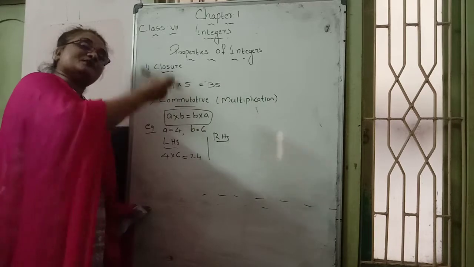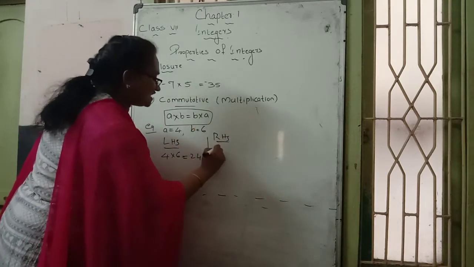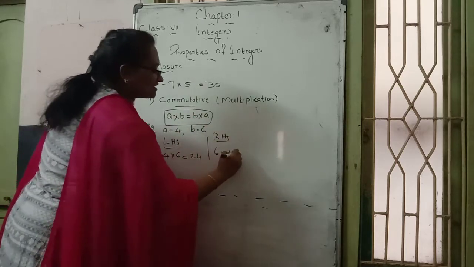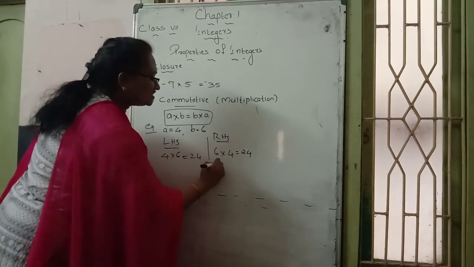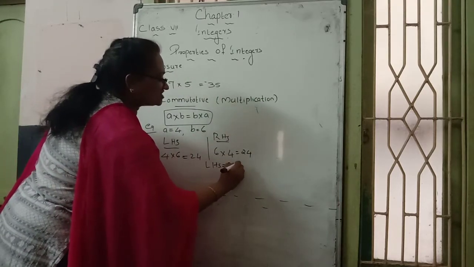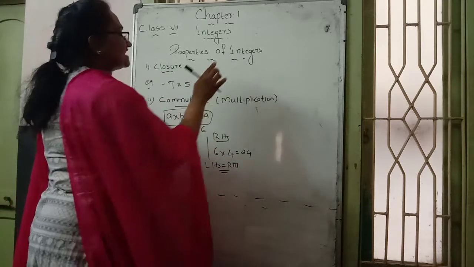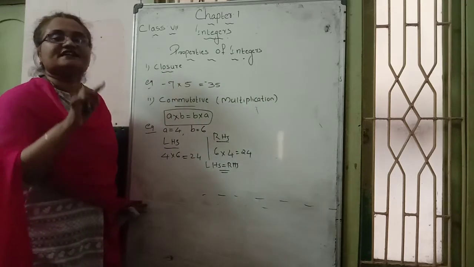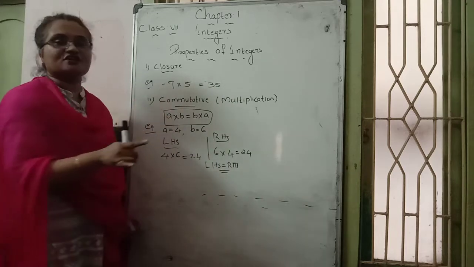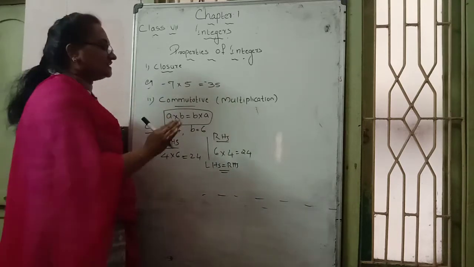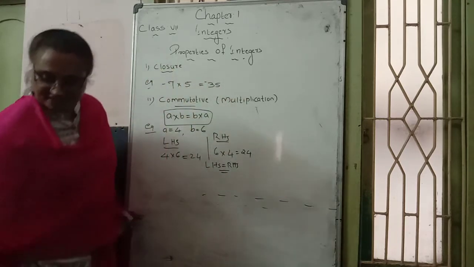Same way for the RHS side also. In which order? The b value is written first, the a value second. That means the b value is 6, the a value is 4. What is the answer? Same number, 24. That's why we can say the LHS answer and RHS answer are equal. Here, that's why we can say integers are commutative under multiplication. So the general form is a into b equal to b into a. They are satisfying the commutative property under multiplication.